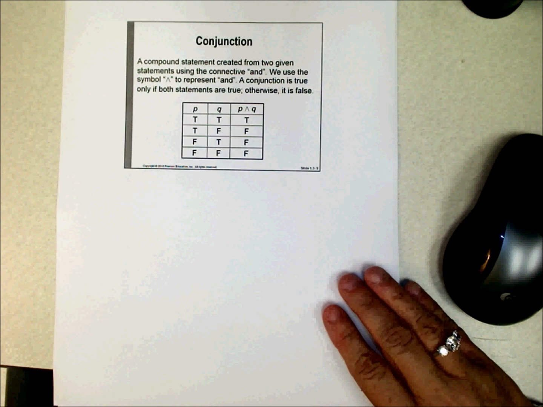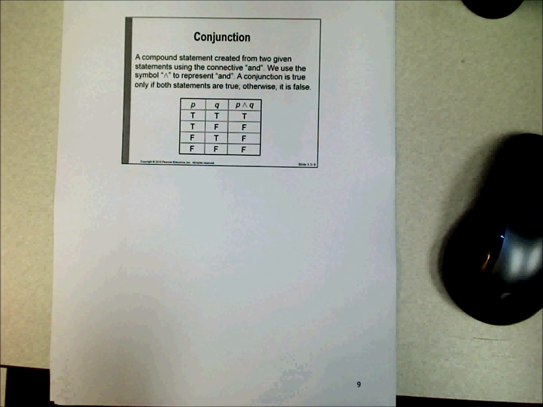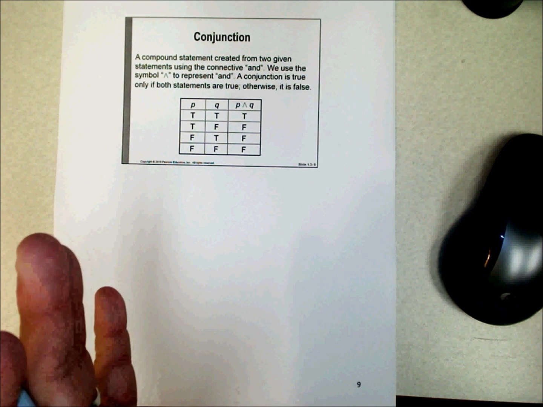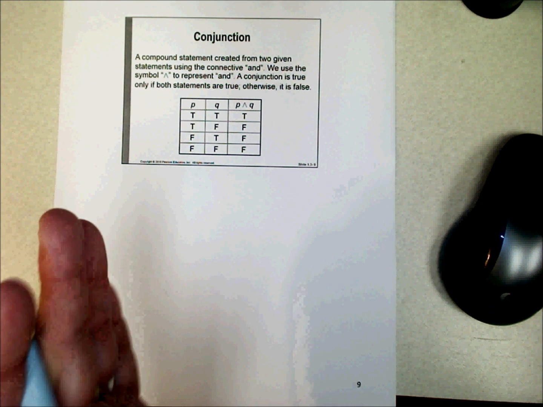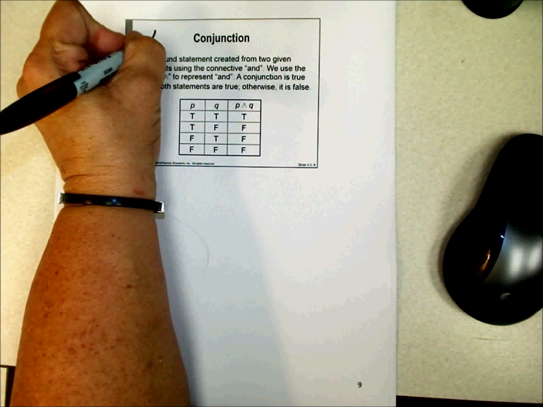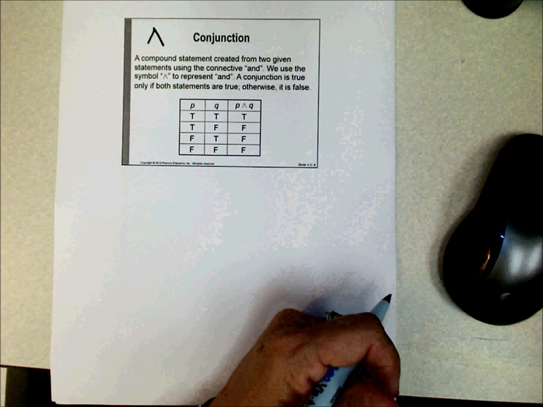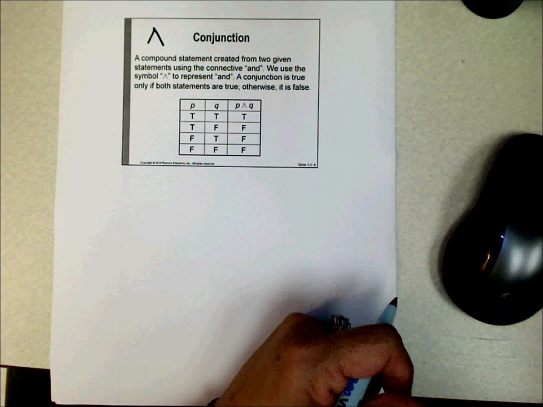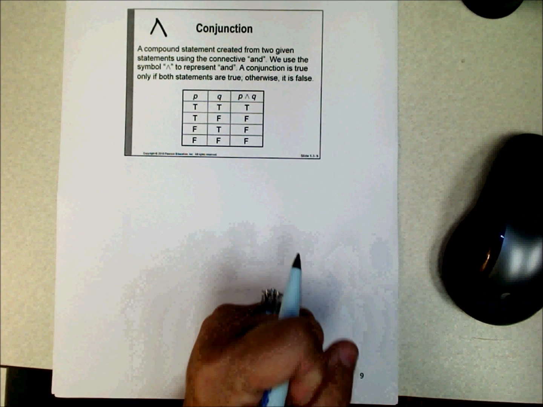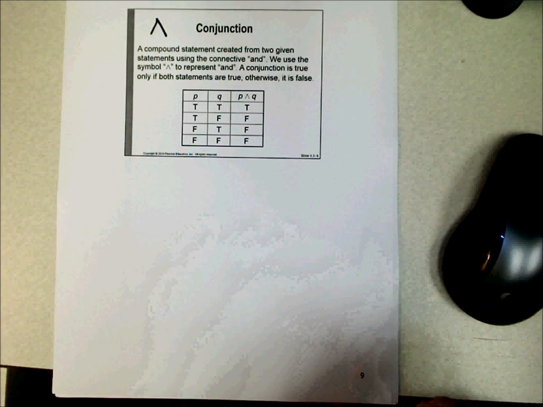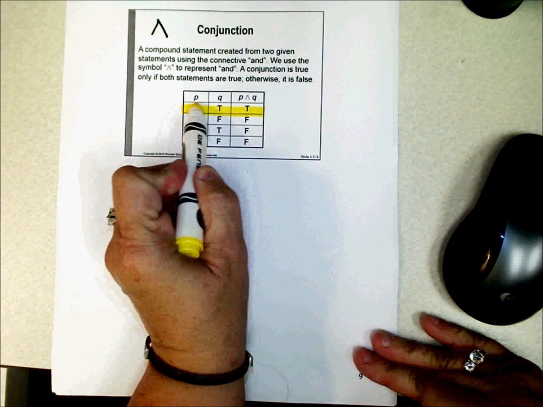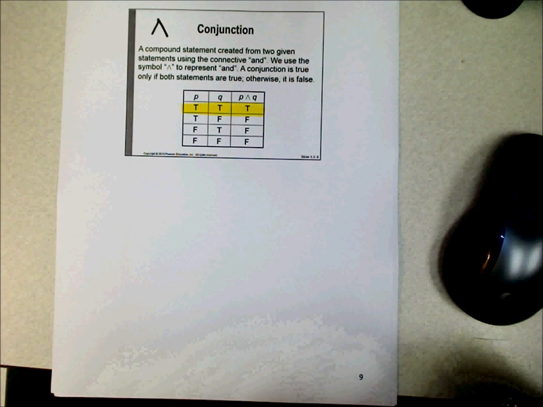A conjunction is a compound statement that's created from two statements, like saying and. A conjunction is and. And we use the upside down V to represent and. A conjunction is true if and only if both statements are true. So the only time the conjunction is true is if the two original statements are true.